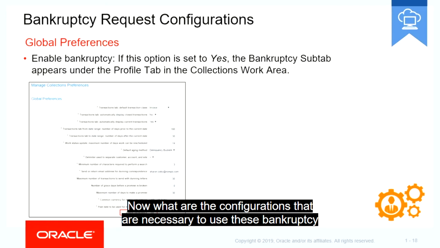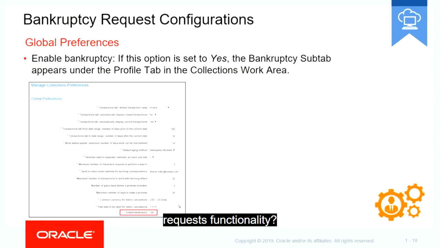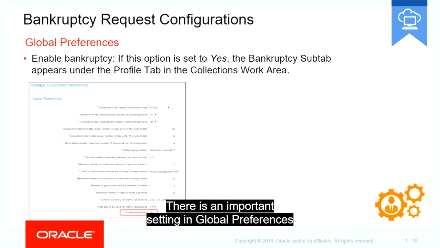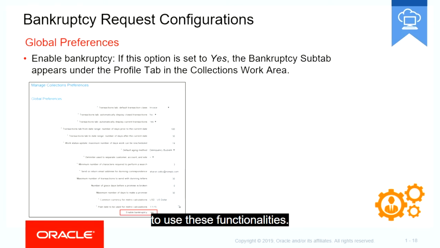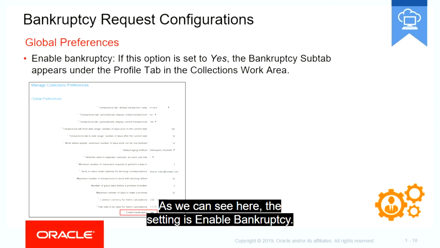Now, what are the configurations that are necessary to use this bankruptcy request functionality? There is an important setting in global preferences that needs to be turned on for your organization to use this functionality. As we can see here, the setting is enable bankruptcy. If this option is set to yes, the bankruptcy sub-tab appears under the profile tab in the collections work area.